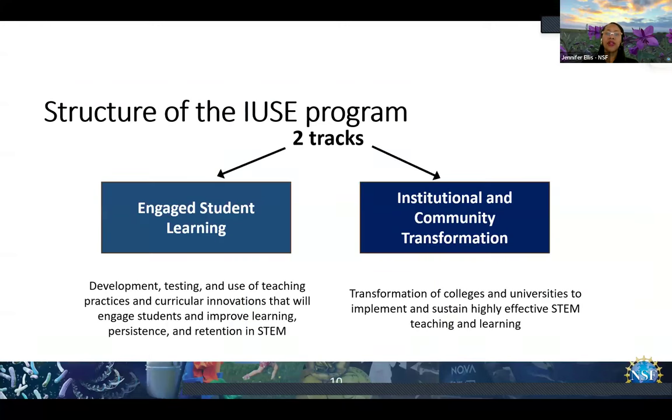So the structure of the STEM program is two different tracks: the engaged student learning track, where you're developing, testing, and using teaching practices, curriculum, and innovations that will engage students and improve learning, persistence, and retention in STEM. And then we also have the institutional and community transformation track. And here, again, thinking about a larger scale, larger impact, you're focusing on transformation of colleges and universities to implement and sustain highly effective STEM teaching and learning.